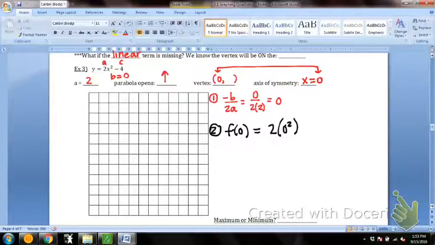2 times 0 squared minus 4. Well, 0 squared is 0, and 0 times 2, that's just gone, right? So we get -4 for the other coordinate of our vertex. Okay. So we know our vertex is at 0, -4. So let's go ahead and draw our x and y axis with our highlighter. And if we're at 0, -4, 1, 2, 3, 4, I'm here, right? Down here. I know that it opens up.